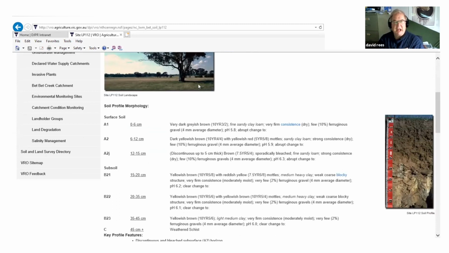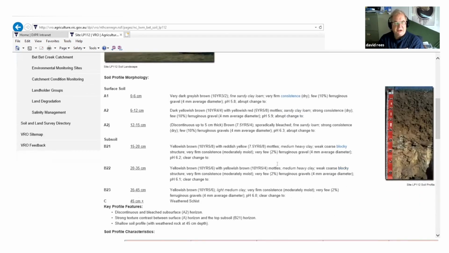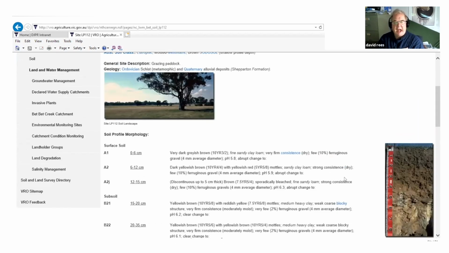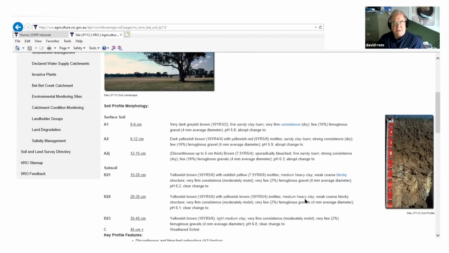So we find that, again, the pictures are really helpful, they give you an idea as well as descriptions, because we're getting more and more visual these days. Again, you can put colours there in brackets of the Munsell colours, and again, we're looking to see whether there's going to be a problem for water movement, as well as the effect on rooting depth. So we've got a fine sandy loam over a medium heavy clay.